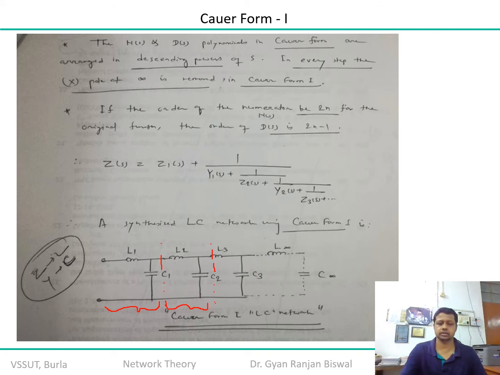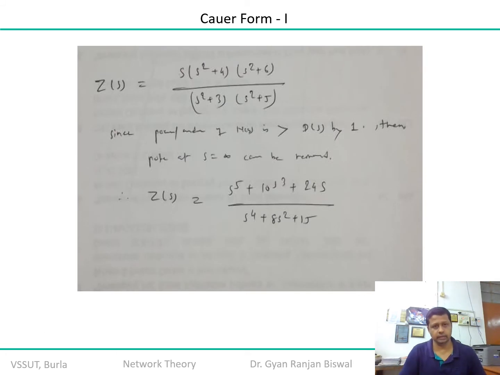Understood? Yes. So apply this, over this, the same example I have considered for your understanding purpose. Your Z of S is equal to s(s square plus 4)(s square plus 6) upon 3(s square plus 4). So I would suggest that you try to solve this particular problem and realize this network, or synthesize the network using Cauer form. You have 5 minutes of time.